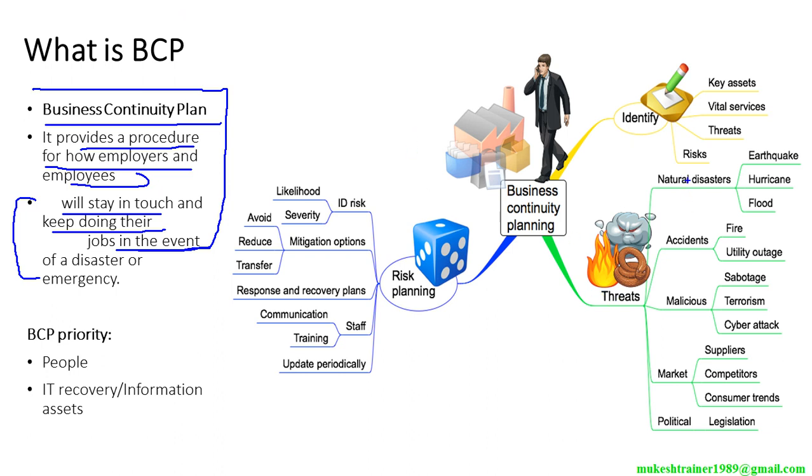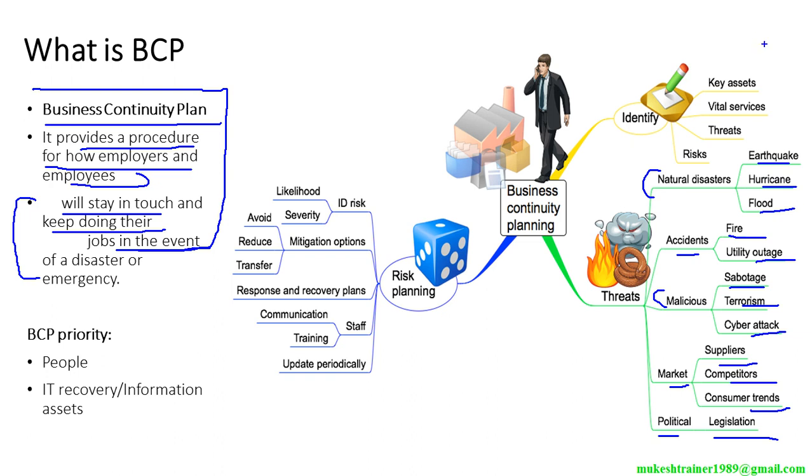Natural disasters are things like earthquakes, hurricanes and floods, and accident, fire and utility failures. Man-made disasters are the malicious ones like sabotage, terrorism, cyber attack, or market supplier, competitor, consumer trends, or political legislation. So if such an incident occurs, employer and employee should be aware of the business continuity plan, what needs to be done and how they will communicate with each other.